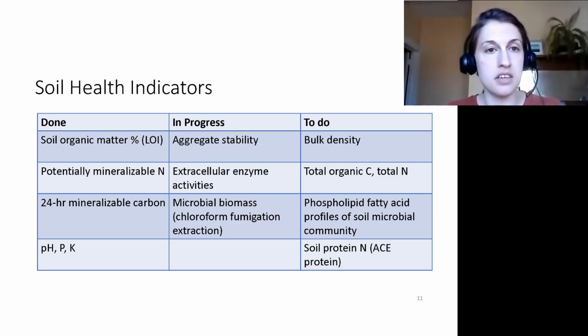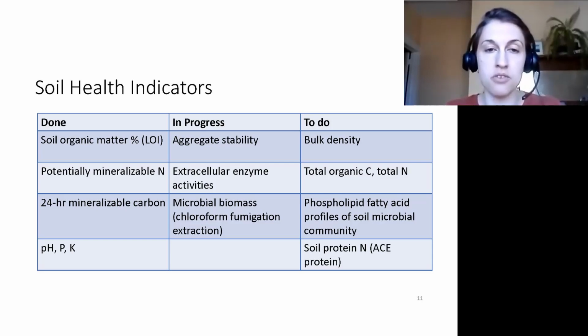To give you an idea of the types of indicators that we're measuring, today I'm focusing on sharing a little bit more about the ones on the left under done. So we did soil organic matter, potentially mineralizable nitrogen, 24-hour mineralizable carbon, which some people call soil respiration or burst test, and then a standard nutrient workup of pH, phosphorus, and potassium.